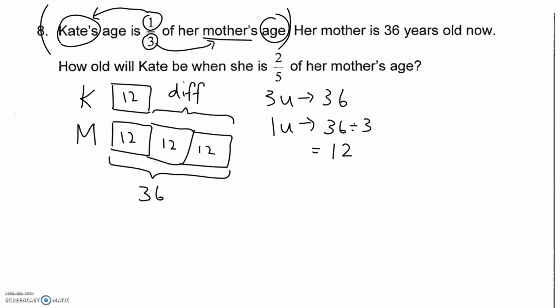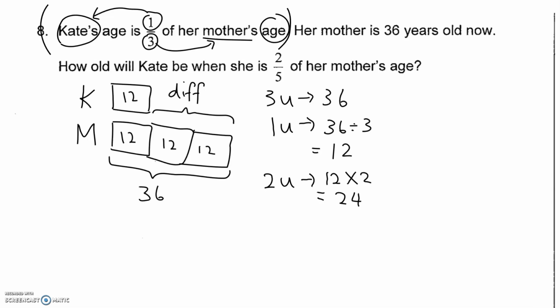So now, look over here. Kate is going to grow, the mom is going to grow, but there's one thing, the difference will always be the same. So let's look at what the difference is. In this case, 2 units is the difference, which gives us 24. So anytime, anywhere, their difference will forever be 24 years different.